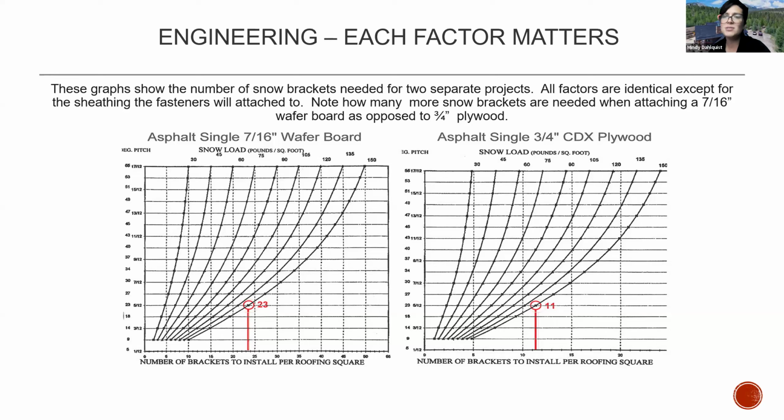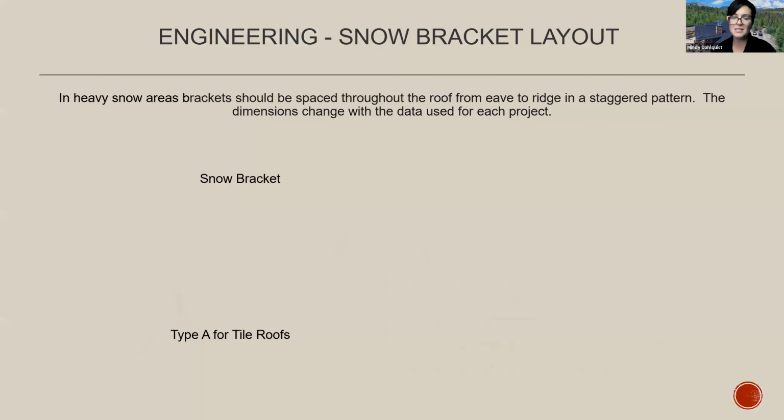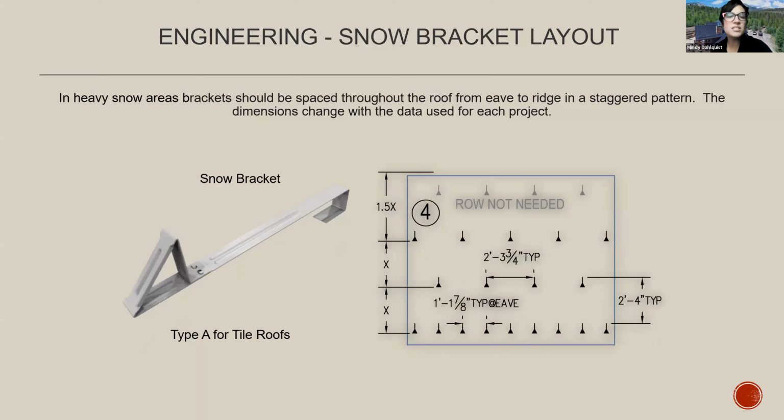And I will say, failures with these types of systems are not going to be pretty. You're installing this into your roofing material or into your structure, so you want to make sure that the system is properly engineered for that specific project. In heavy snow areas, this is just an example of what the placement of brackets can look like in that spacing.